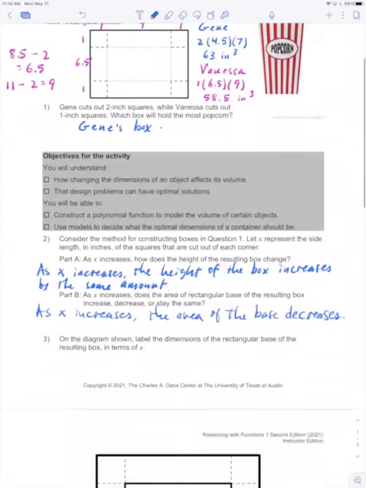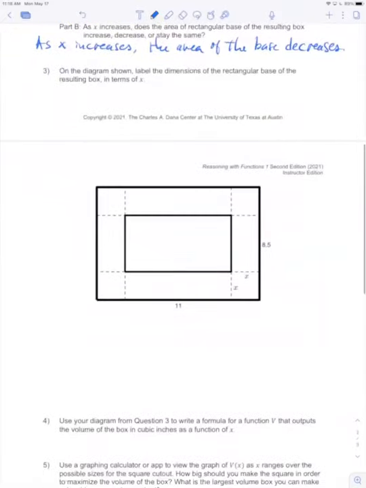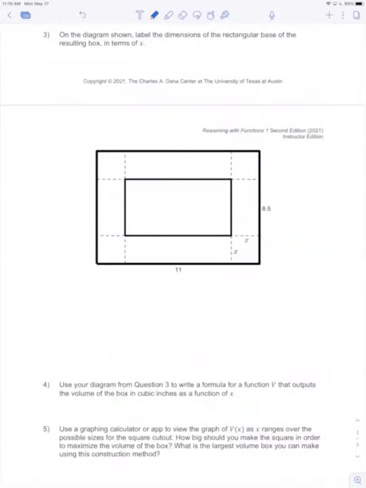I'm going to scroll up so that 3 is, you can still see 3. And there's our diagram. So on this diagram, we want to label the dimensions of the rectangular base of the resulting box in terms of X. All right, so what we drew earlier in the first examples, we have, instead of numbers here, the 1 or the 2 that we put in for Jean and Vanessa, we're going to let that be X. So the shorter side is going to be 8.5 minus 2x. And then the longer side, it starts out at 11. So that's going to be 11 minus 2x.